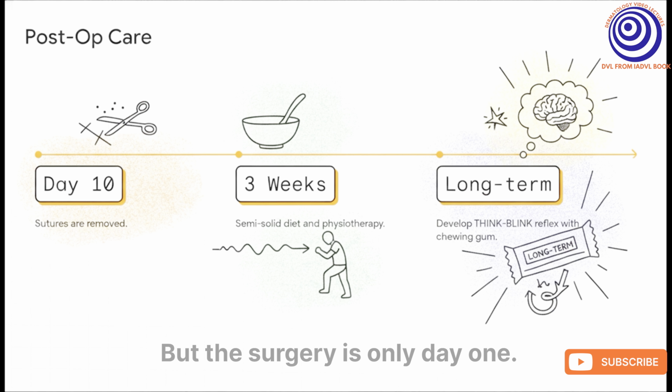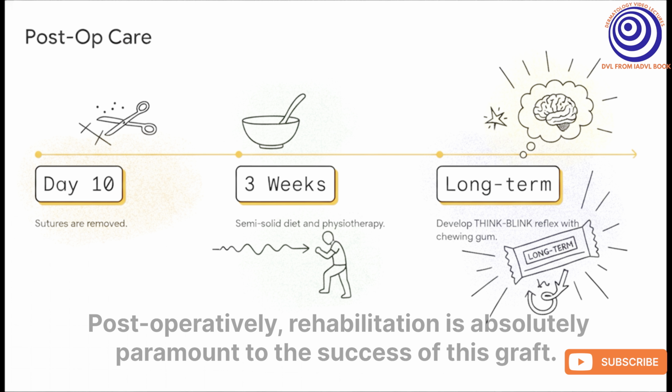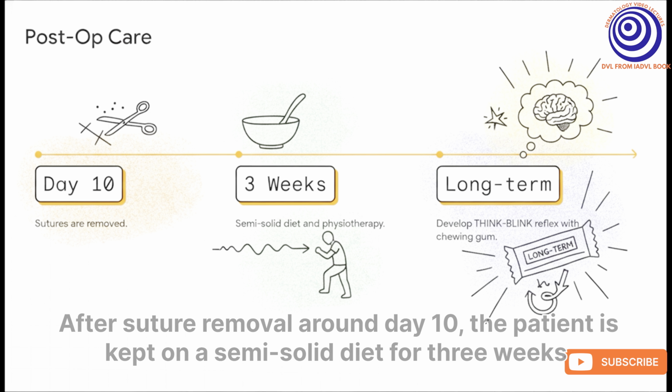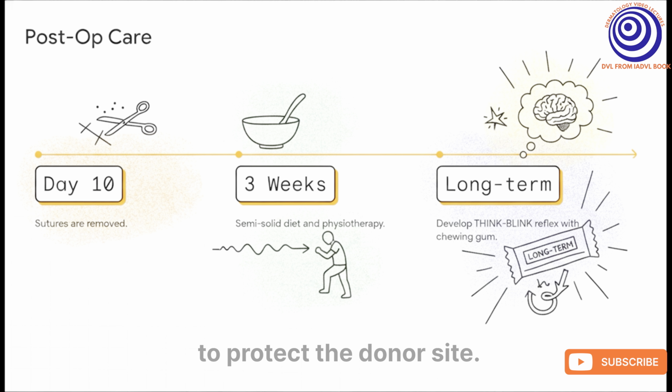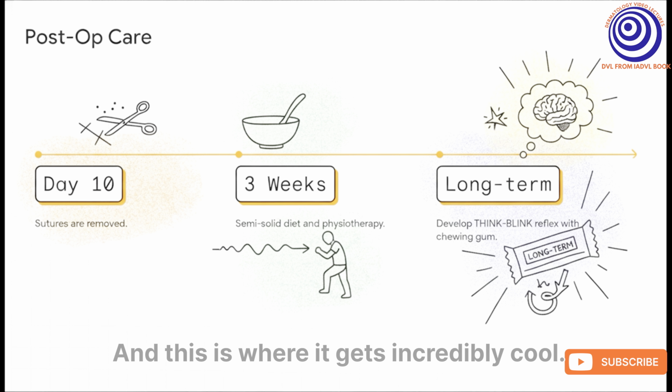But the surgery is only day 1. Postoperatively, rehabilitation is absolutely paramount to the success of this graft. After suture removal around day 10, the patient is kept on a semi-solid diet for 3 weeks to protect the donor site. And this is where it gets incredibly cool.